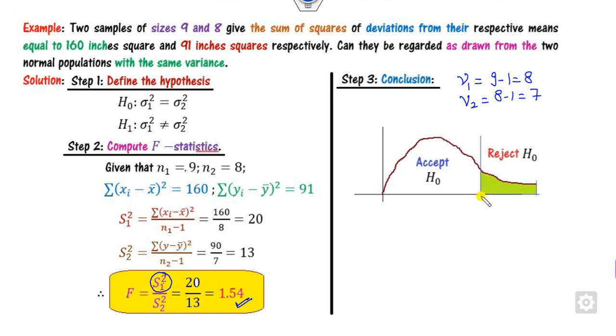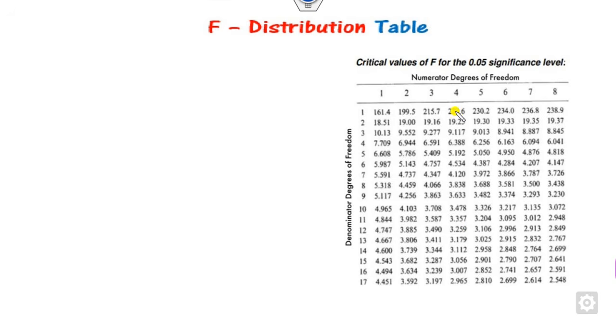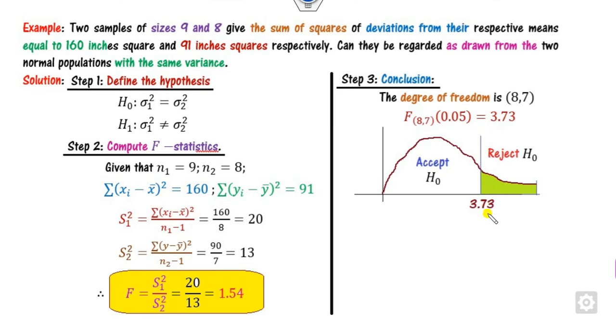So therefore we need this value at 8,7. Level of significance is not given, so we can consider it as 0.05. This value we can take from the table. So look at 8 comma 7. The first value is my 8, the next value is my 7 denominator, so the value is 3.726. I can write it as 2 decimals.